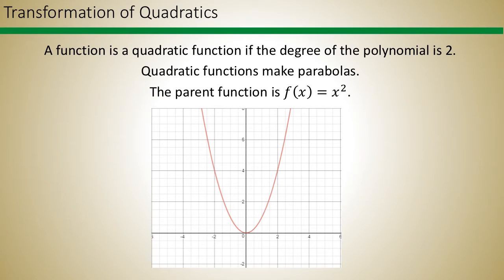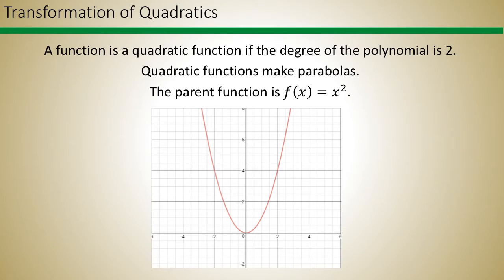Hello everyone, in this video we're going to take a look at transformations of quadratics. A function is a quadratic function if the degree of the polynomial is 2, and quadratic functions make parabolas, which we see in this picture here. In this unit we're going to be graphing quadratic functions, and they're called parabolas. They're always going to look pretty similar to what you see here.